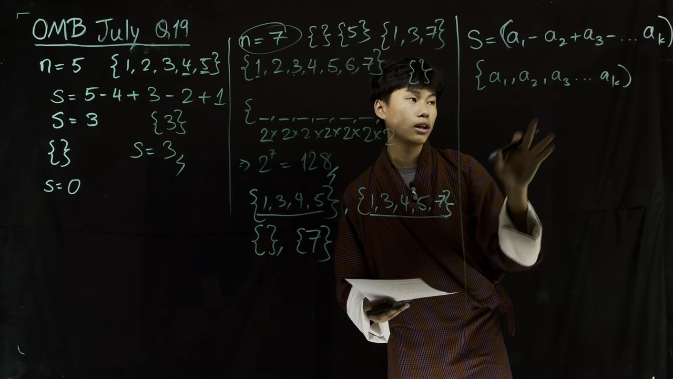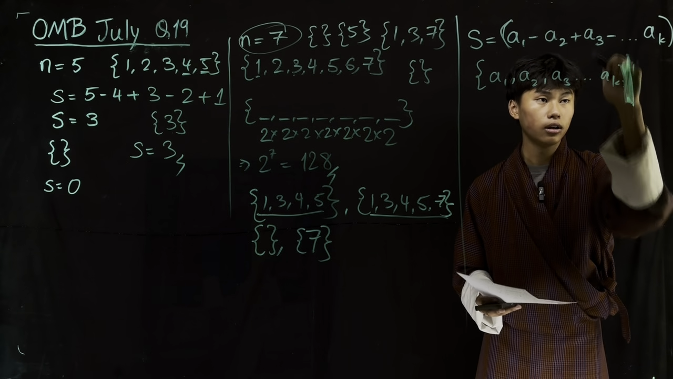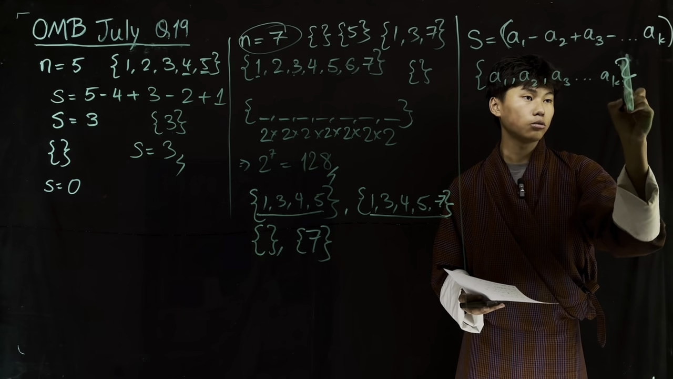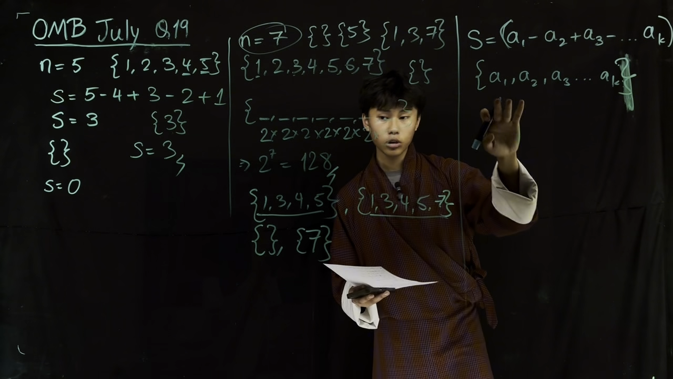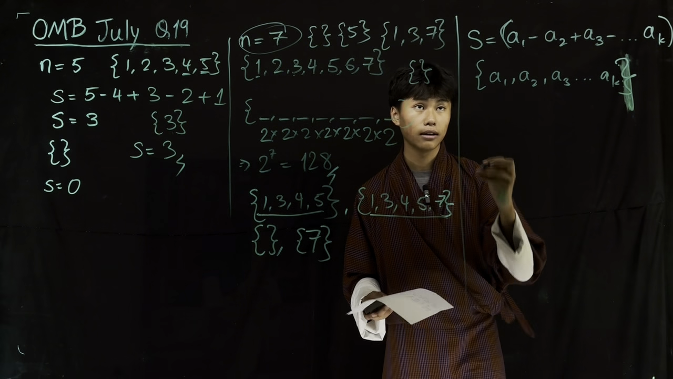So yeah, I hope that makes sense. This is what your first subset will look like. Now, what will its partner subset look like? That's the question we have to ask.